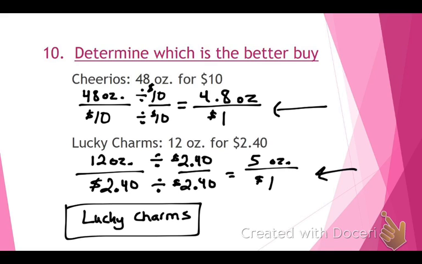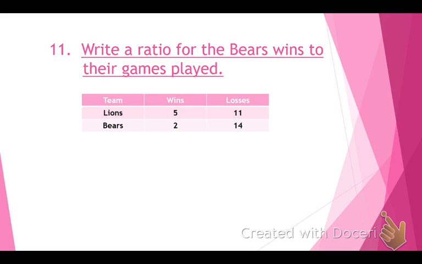I've got one last example that I want to do today before you guys go. Write a ratio for the Bears' wins to their games played. So you're going to look at a chart that looks like this, and you can see how many games they played, how many wins and losses they have. So what do I write down first for my ratio? The wins. What was their wins? 2. They have 2 wins.